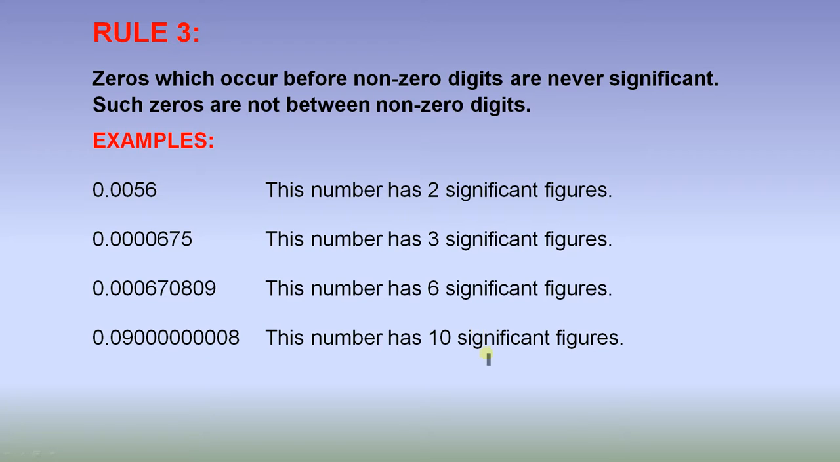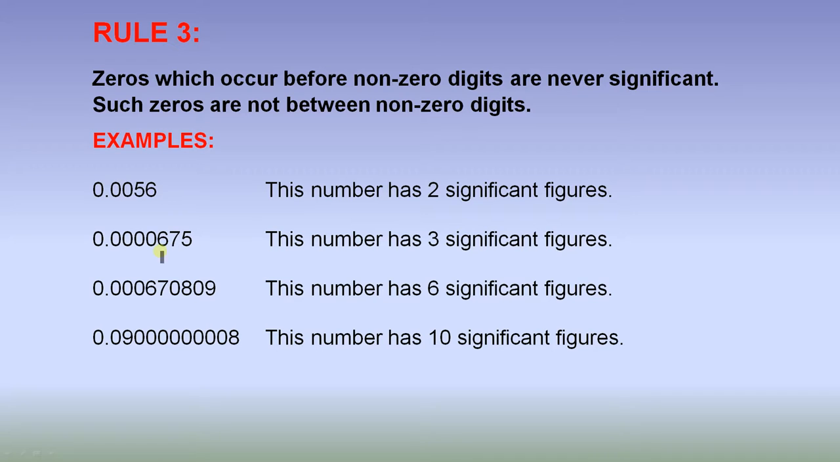Rule 3. Zeros which occur before non-zero digits are never significant. Such zeros are not between non-zero digits. In other words, look at these 3 zeros here. They occur before the 5 and the 6. They are not between non-zero digits, so they are not significant, so only the 5 and the 6 are significant, so there are 2 significant figures.